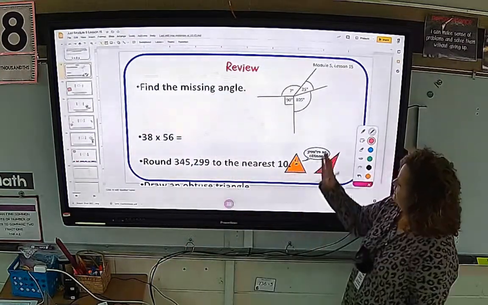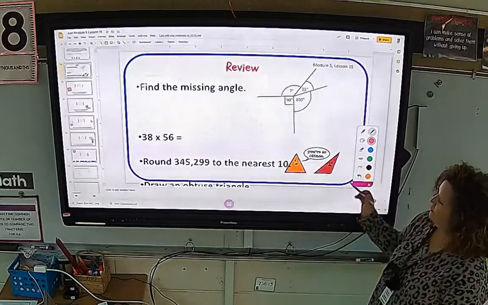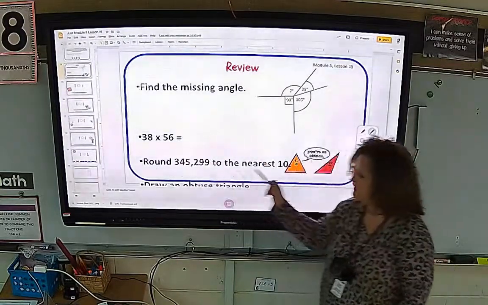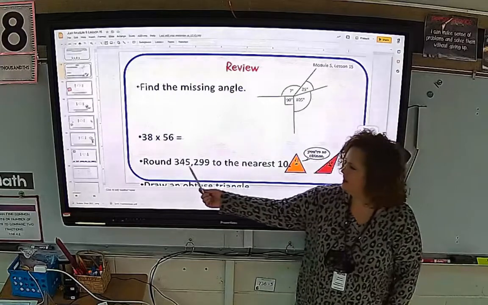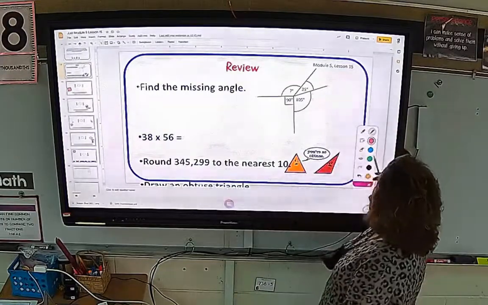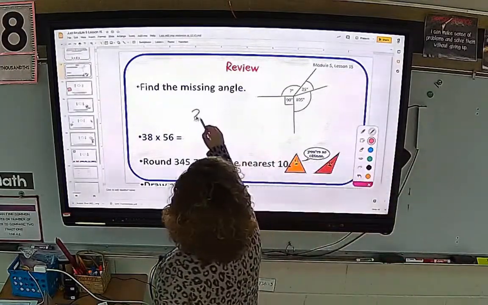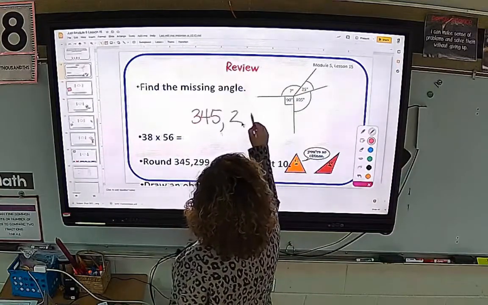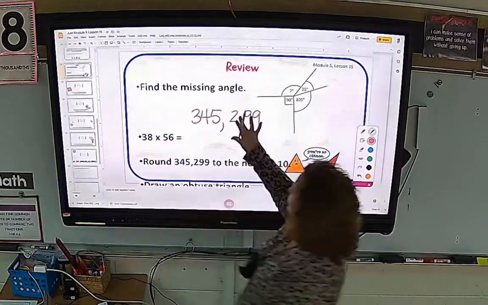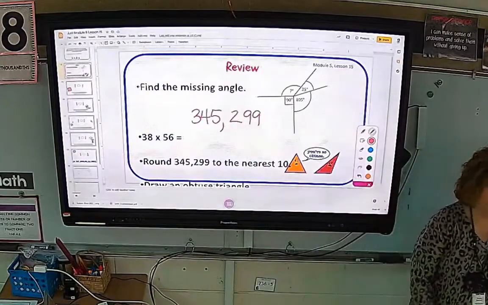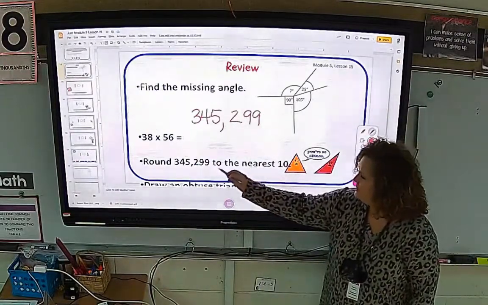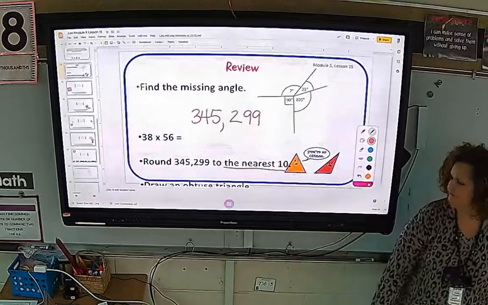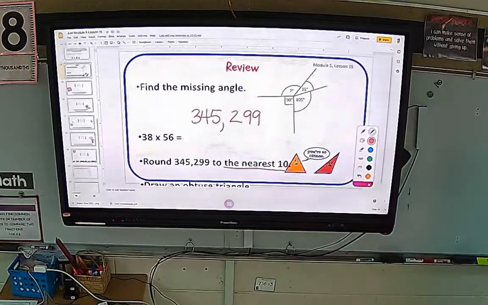All right, we are gonna. Some of these words have just slid down, but the two questions we need are right there. So this is what we're going to do next. This number, let me write it larger just so it's easier to see. 345,299. So this big number right here in the middle. So put that on your board, and then we're going to round to the nearest 10. Round it to the nearest 10.